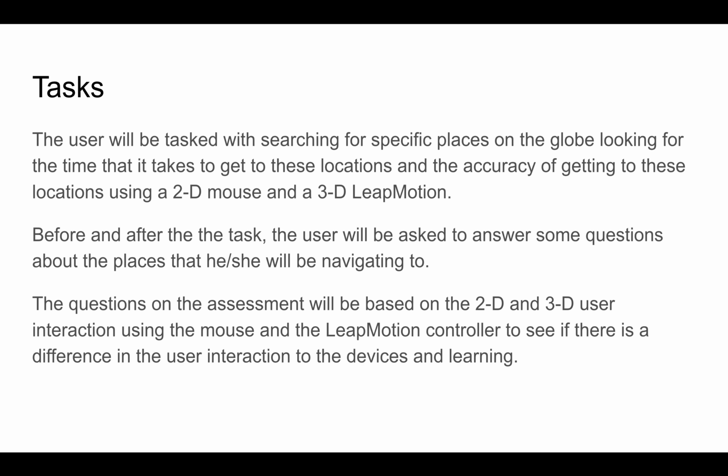Before and after the task, the user will be asked to answer some questions about the places that he or she will be navigating to, and that's going to be the learning growth piece. So the questions on the assessment will be based on the 2D and the 3D user interaction using the mouse and the leap motion controller, and I'm looking for a difference in the user interaction to the devices and the learning.